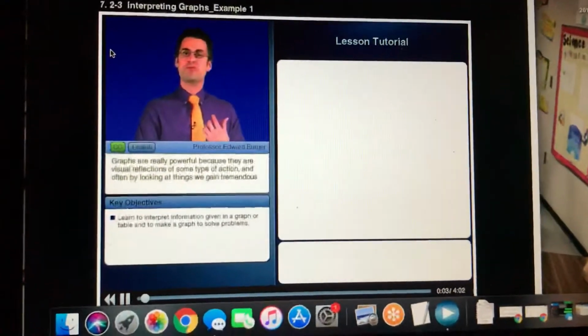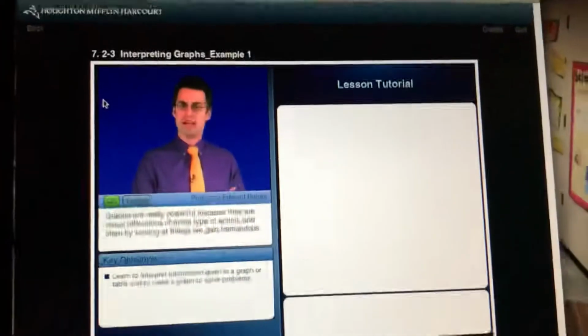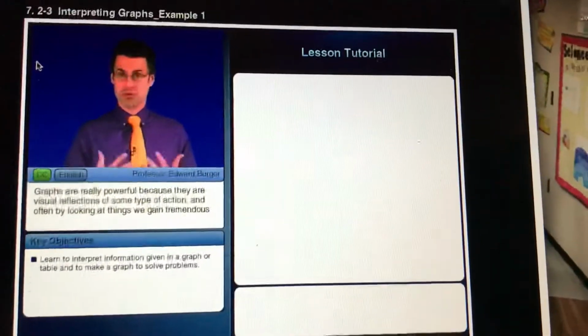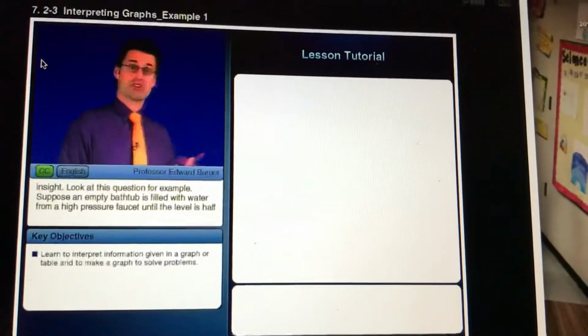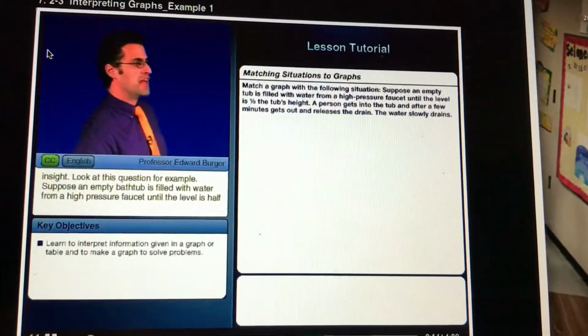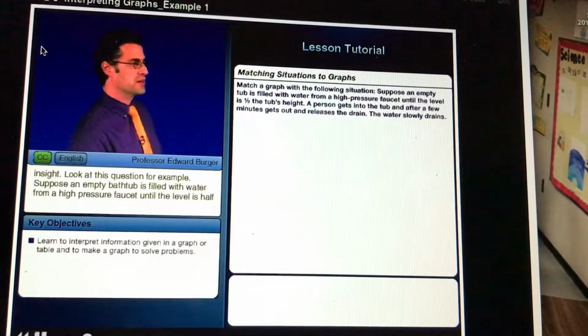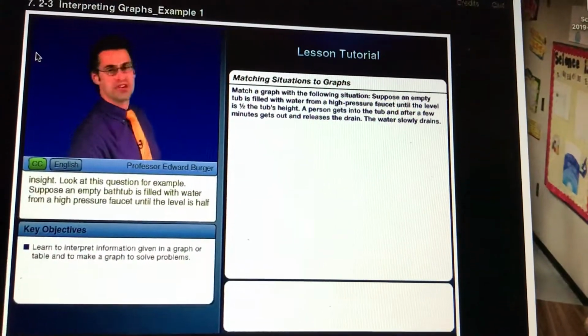Powerful because they're visual reflections of some type of action. And often by looking at things, we actually gain tremendous insight. Look at this question, for example. Suppose an empty bathtub is filled with water from a high-pressure faucet until the level is half the tub's height.